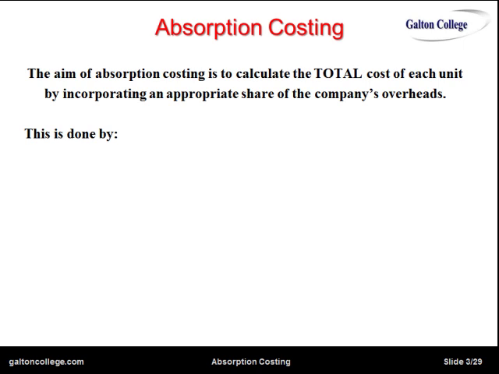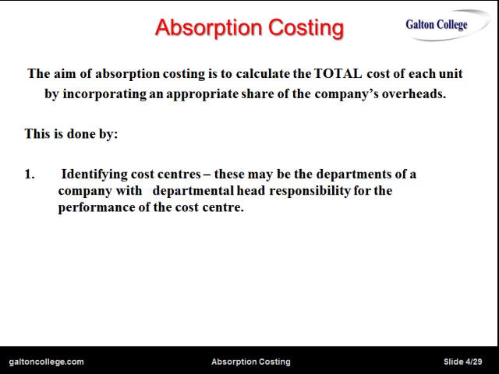This is done by identifying cost centers. These may be departments of the company with a departmental head responsible for the performance of the cost center. So there may be a cost center and the overheads have to be allocated across that. So allocate the cost to the cost centers.